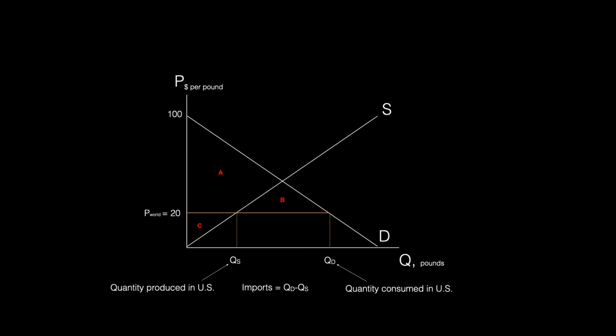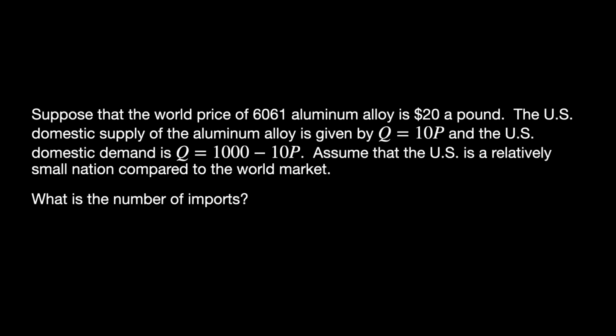To help you solve this problem, keep in mind that finding the imports for a given world price is similar to finding the shortage at the price. At a price of $20, in the U.S. domestic quantity demanded exceeds domestic quantity supplied. Please take a minute and solve this problem. Under free trade, what is the number of imports?